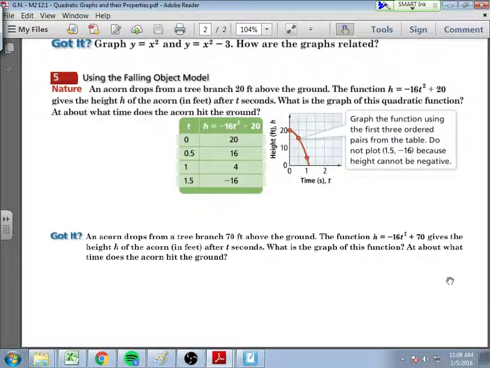So here's our following object model. I just want to introduce the lesson with this so you understand where this math all comes from. You have an acorn in a tree. It's 20 feet up. And we're going to figure out how long it takes to hit the ground. This sort of math is important in engineering and mechanics and all kinds of branches where you have to figure out what happens because of gravity.